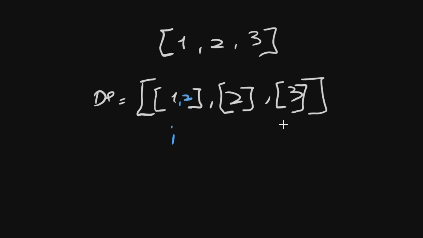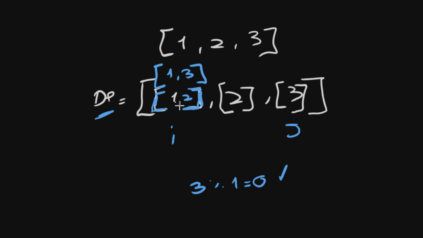Now we keep moving and our j index is here. So we are checking if 3 modded by 1 equals 0, which it does. So we can take all the values at index j and add it to the array at index i. So here we could also get 1 and 3. And this would be the end of this DP array. Both of these subsets would be the bigger ones, so we can return any of these 2 subsets.